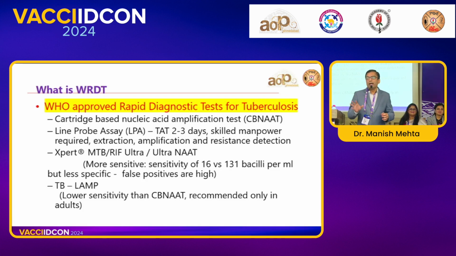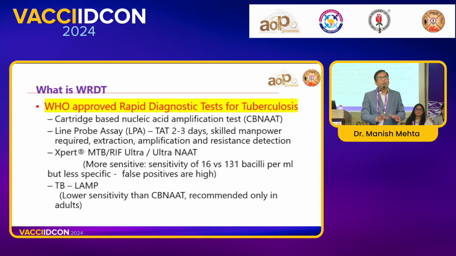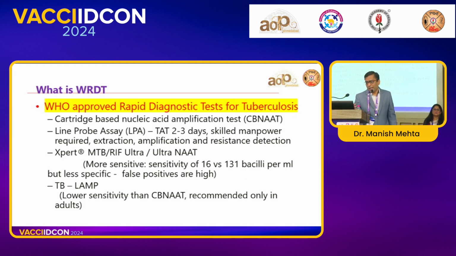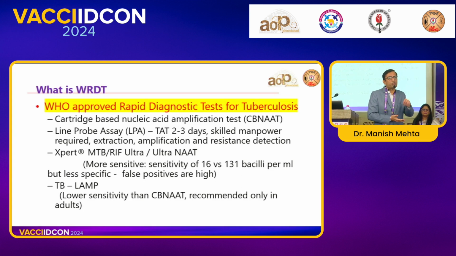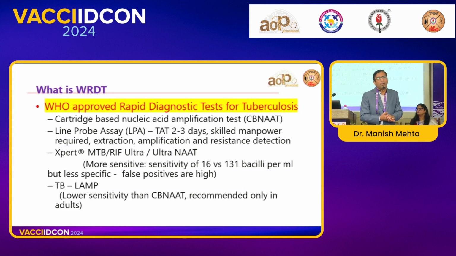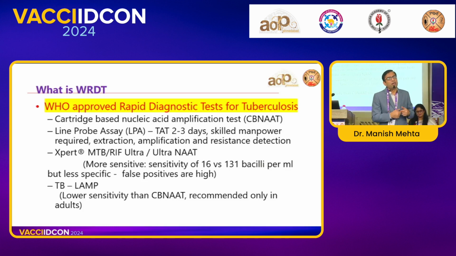So in India, it has started at a few places, but still, in general, we use CBNAAT only for diagnosis of tuberculosis. And last is TB LAMP, that is used mainly for sputum. In sputum, we test TB LAMP, that is again a PCR test only. But as we have paucibacillary disease in children, this test is not much useful in children.